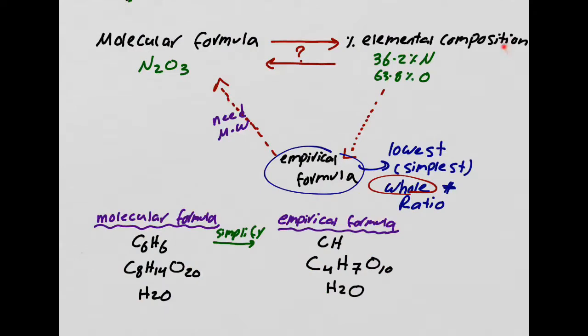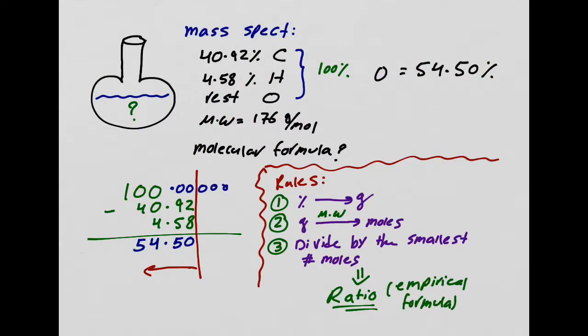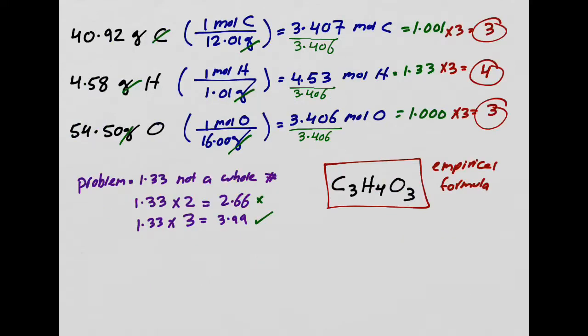Let's go back here. I went from percent elemental composition to empirical formula. That's great. How do I go from empirical formula to molecular formula? What do I need? I need the molecular weight. Mass spec gave me the molecular weight also. So mass spec said the molecular weight of this compound, whatever this compound is, is 176 grams per mole.